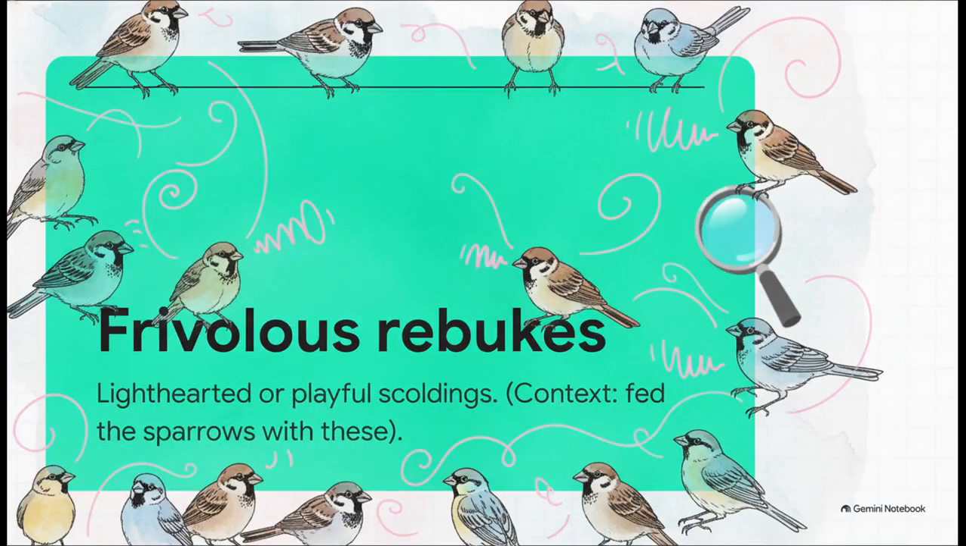Next up, we have frivolous rebukes. Even though she seemed quite stern and silent to the human members of the household, she showed a much softer, almost playful side to the birds. As they perched on her legs, her shoulders, and even her head, creating a total mess, she never shooed them away angrily. Instead, she offered frivolous rebukes, these light-hearted, playful scoldings that really showed her deep affection for them.